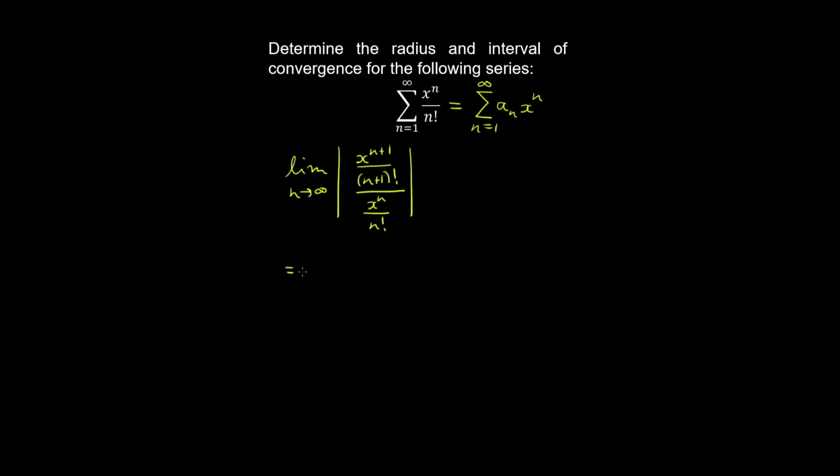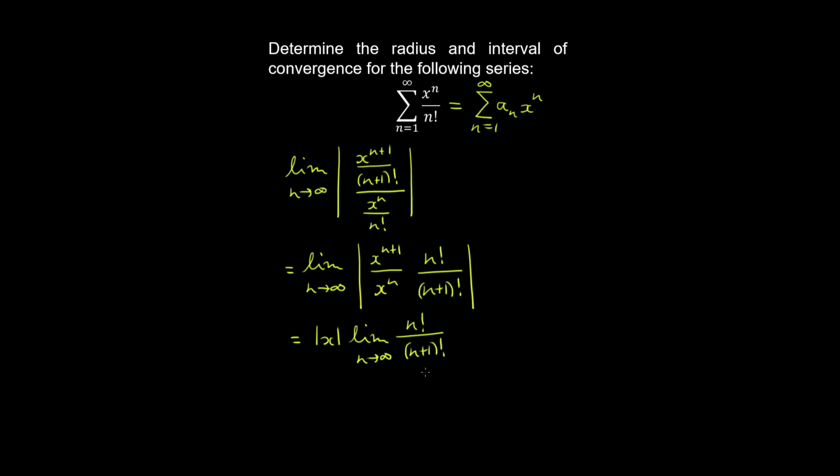And now doing a bit of algebra, and given that n is positive, and the first term evaluates to x, we can take the absolute value of x outside the limit. And with these factorials, all terms cancel except n plus 1 in the denominator. So this can be written as follows. And therefore the limit evaluates to 0.